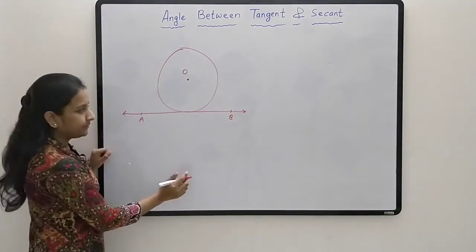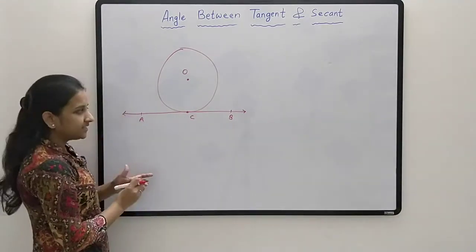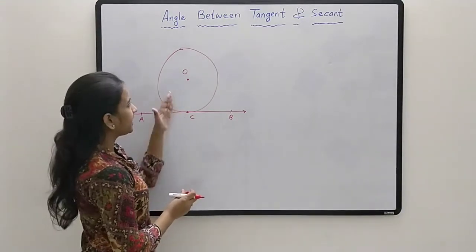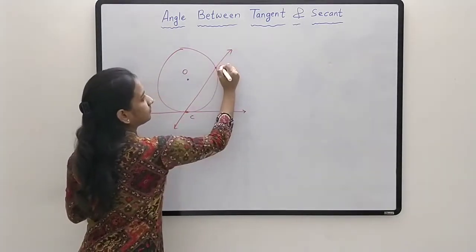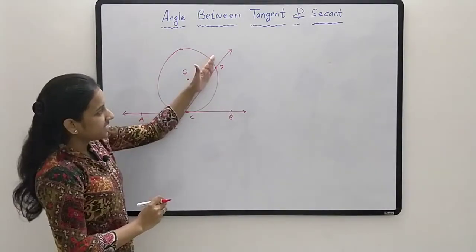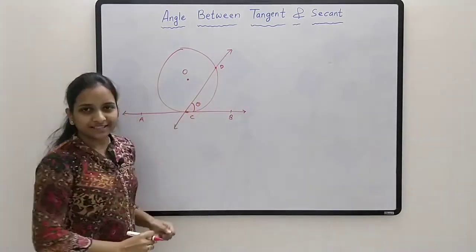AB is the tangent and this is the point of contact. Say this is point C. At this point of contact, let's draw one secant. Okay, so the secant is like this. The angle between the secant and tangent is this. Say this angle is theta.